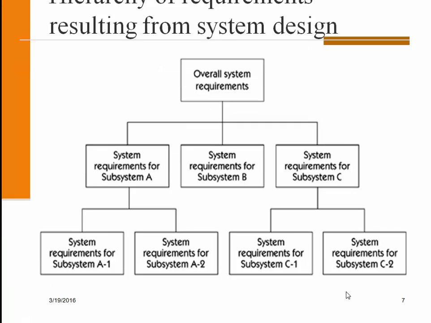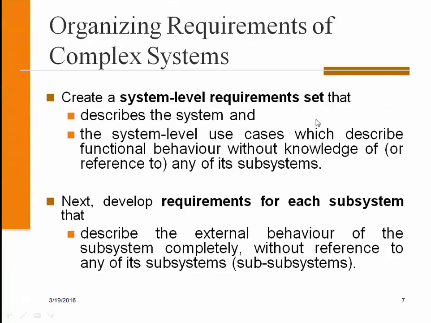denoted here. So that's the approach being discussed here. So the approach followed for organizing the requirements in the complex system can be in this way. Create the system level requirement set. Now this system level requirement set is going to contain all the requirements that the system is going to have as its functionality, and it is going to describe all the functions individually.